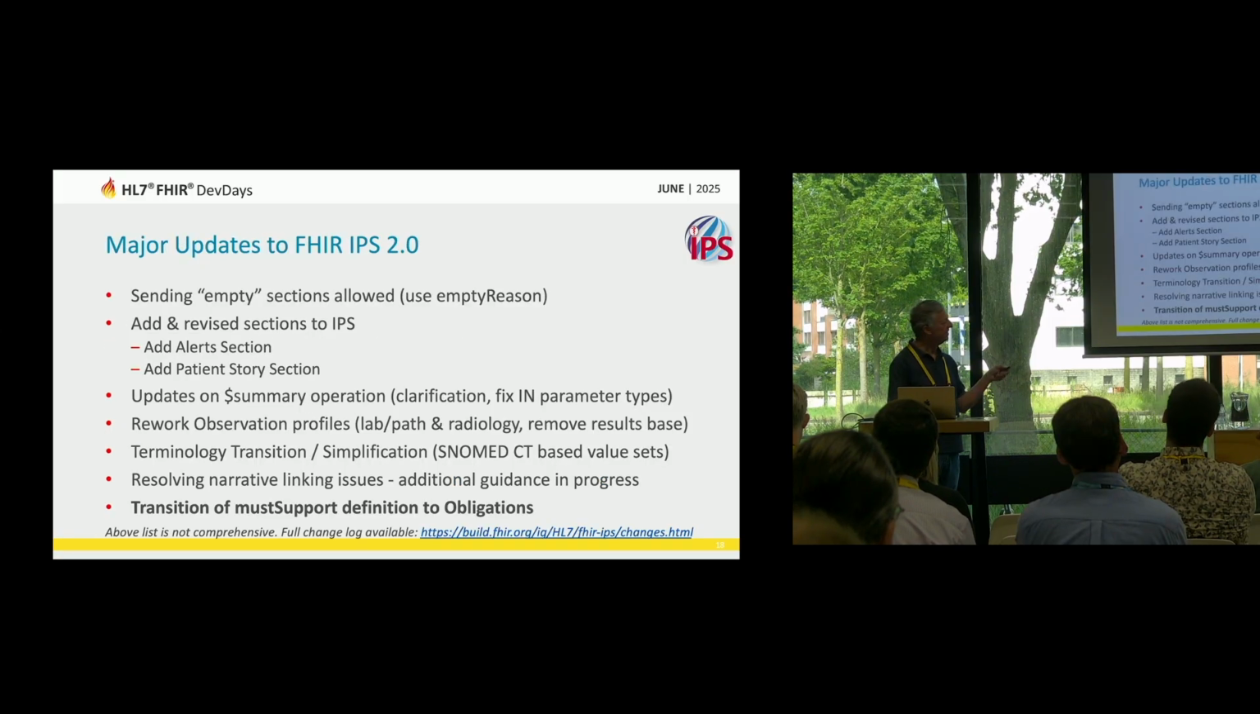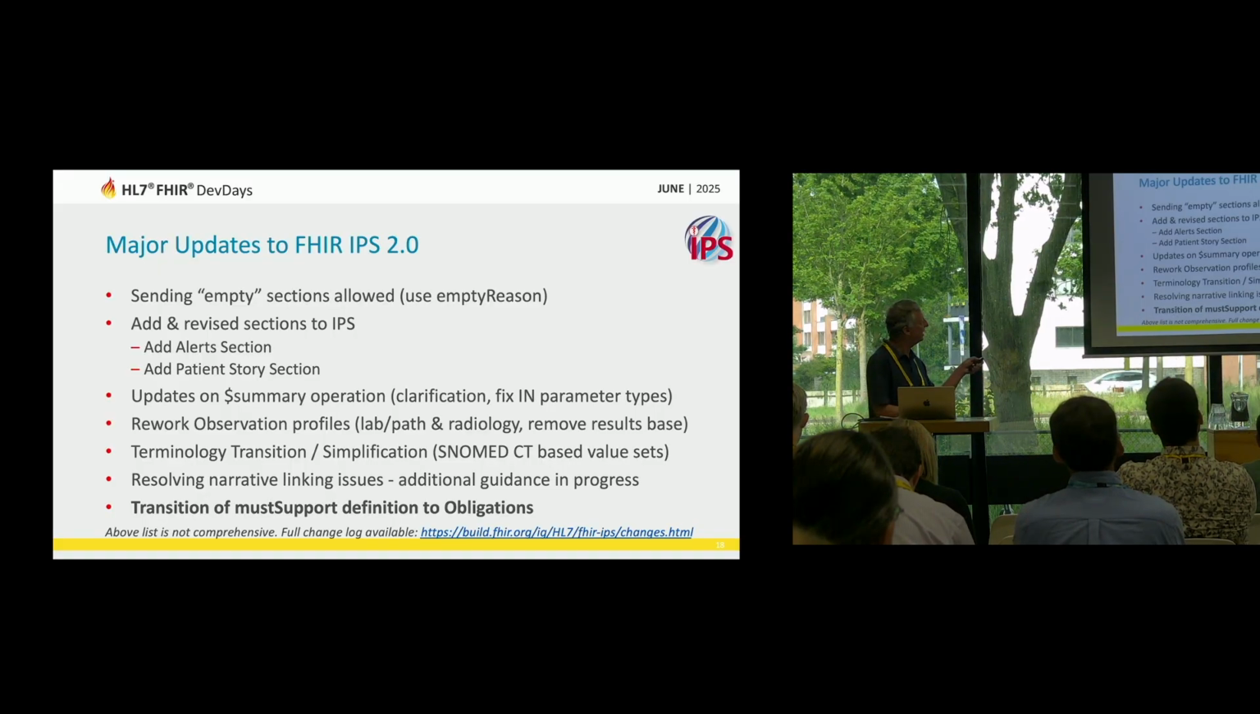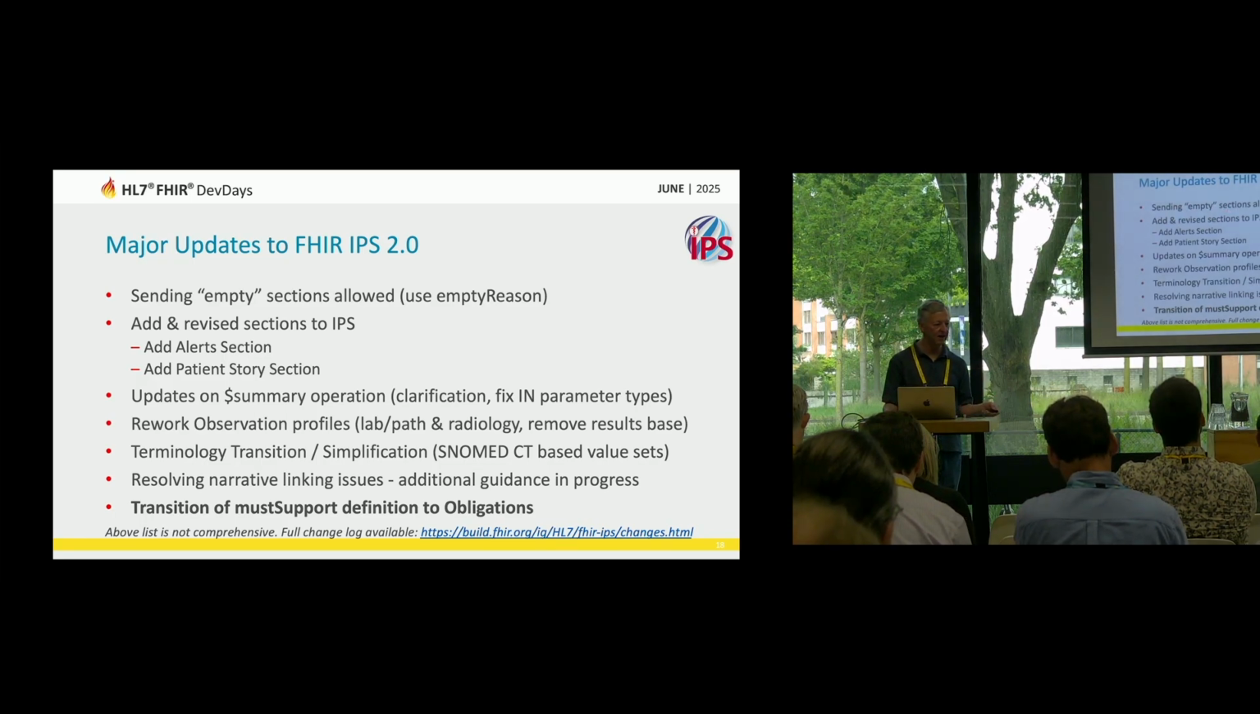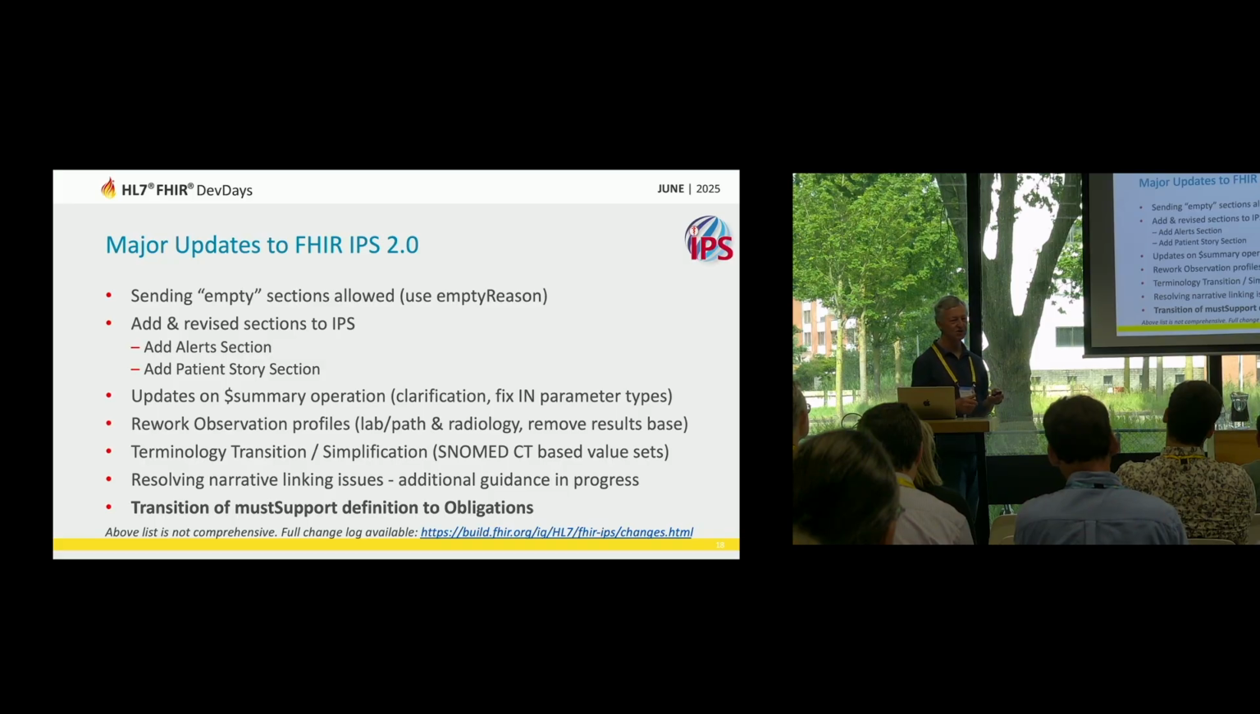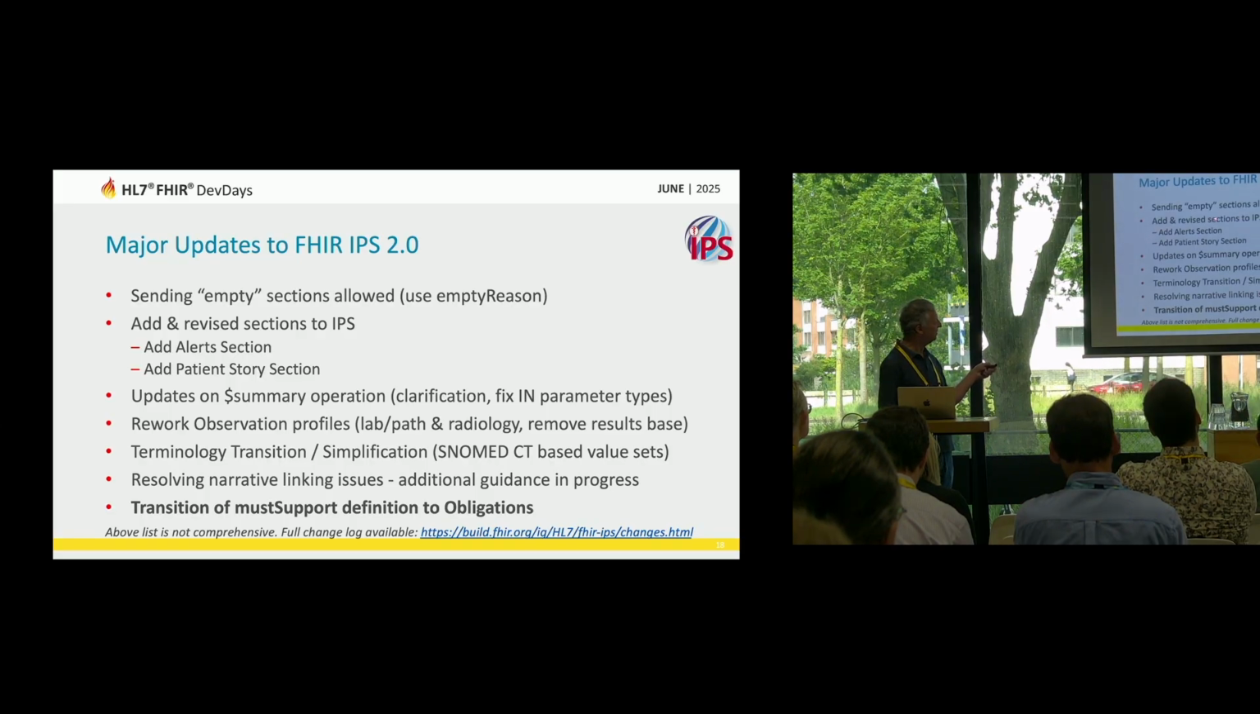So, a lot of detail here really, but these are major updates that we have done in the 2.0 spec. We now allow sending empty sections using the empty reason element. We previously did not allow that, and you had to create a resource basically to say, I don't have any information. We decided that probably wasn't the best approach, so we're using the section empty reason now, and I think people are happier with that. We've added these new sections that came from the ISO, and we've added them in the FHIR specification. And we've got updates to the summary operation. We've made clarifications to that and fixed some of the in-parameter types which really weren't quite right.